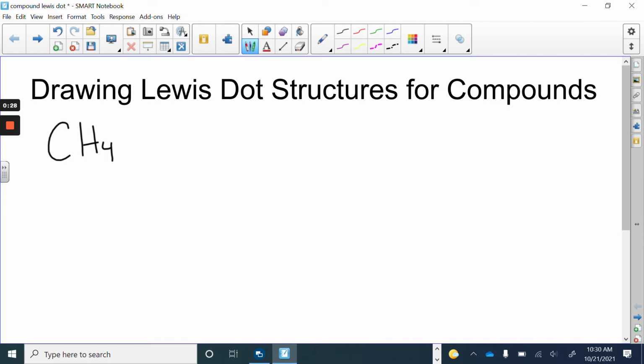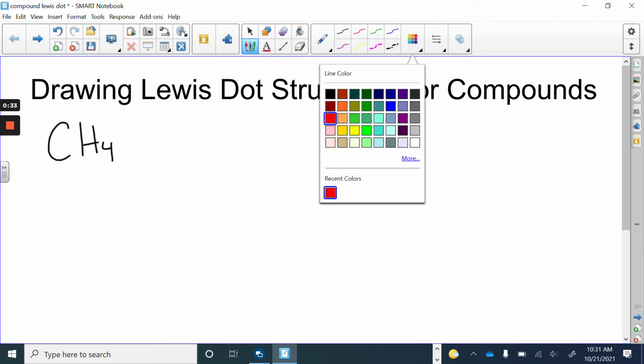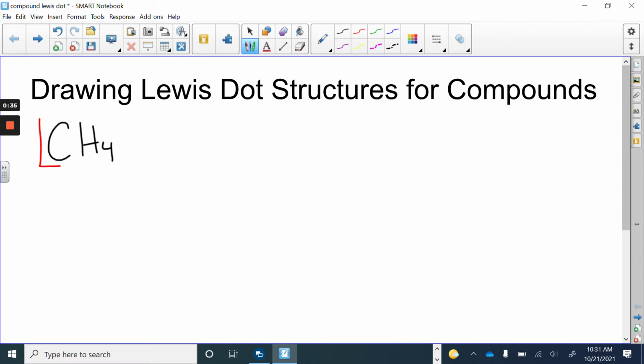decide if this compound is ionic or covalent. So the first thing we're going to do is we're going to put a box around the first element. And then look at our periodic table and decide if carbon is a metal or a non-metal. Carbon is a non-metal, which automatically makes this compound covalent. And in covalent compounds, we are going to share our valence electrons.